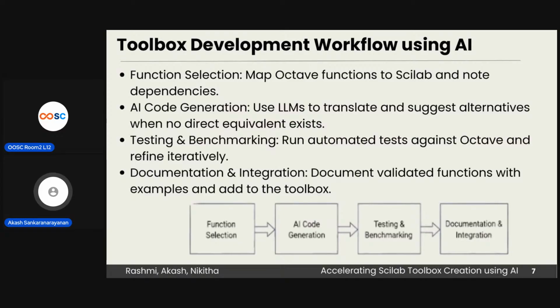To address these challenges, we designed a toolbox development workflow using AI. Step 1 is function selection, similar to before, but here we also note all dependencies. Step 2 is AI-assisted code generation. We use large language models to translate code and suggest alternatives when no direct Scilab equivalent exists. Step 3 is testing and benchmarking. We run automated tests comparing the Scilab output against Octave and refine iteratively.